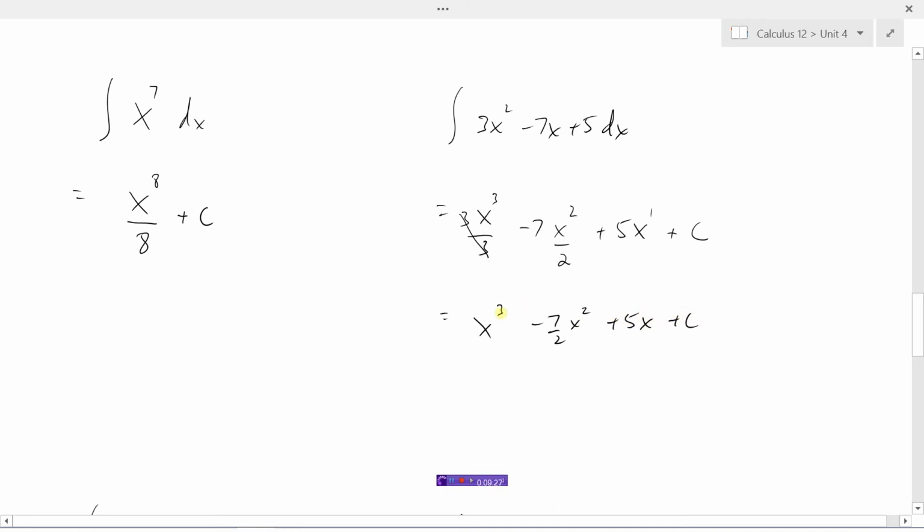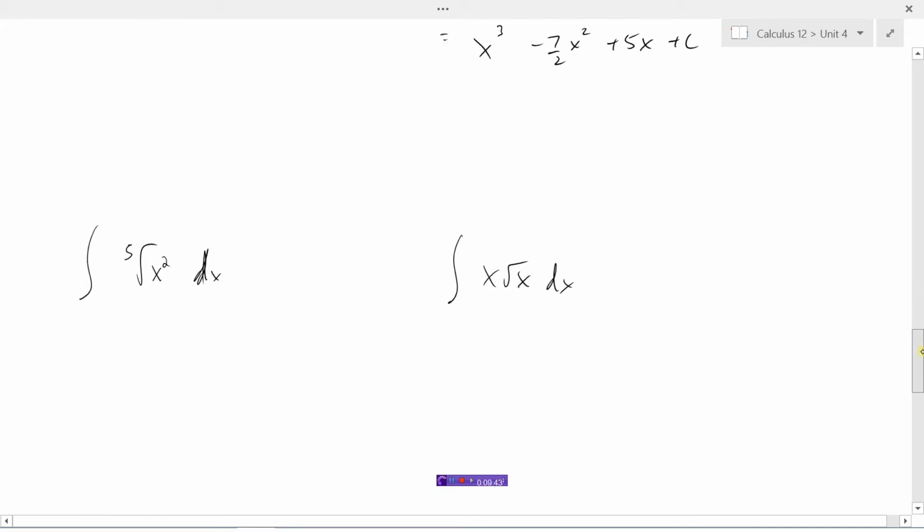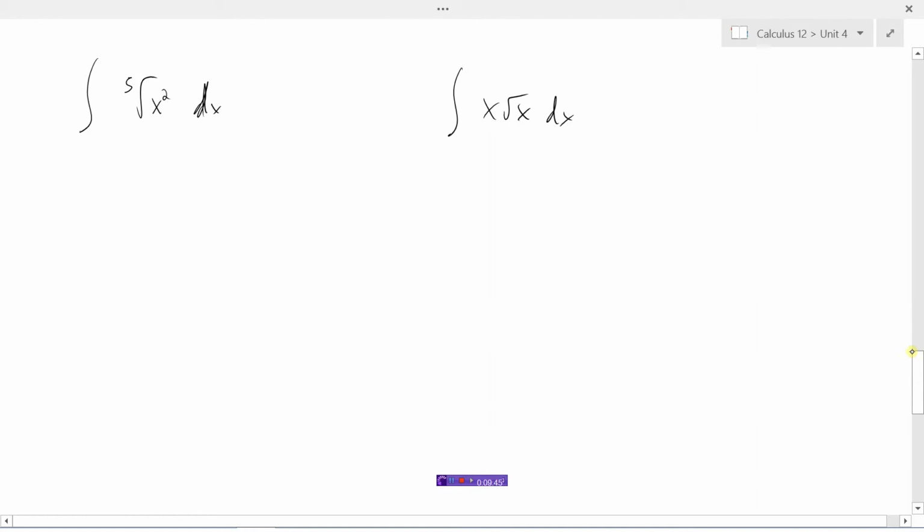We can tidy this up a little bit. And quickly checking our answer, 3x squared, good. Minus 14 divided by 2 is negative 7x, good. The derivative of 5x is 5, good. And the derivative of a constant is 0. So that one's good. Let's look at a couple more, a little bit more complex.